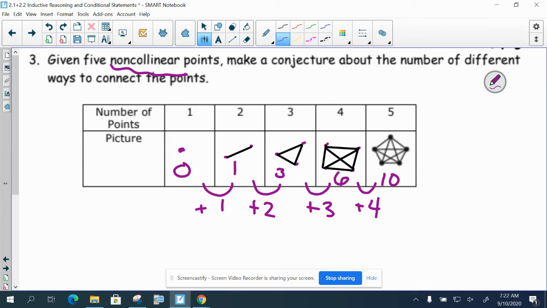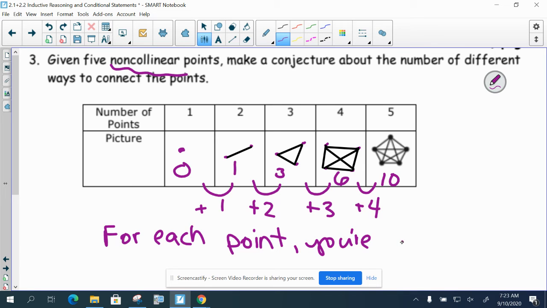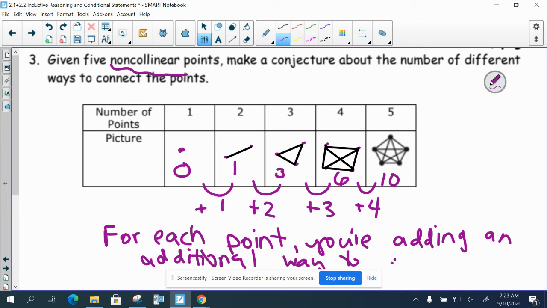So it says the number of different ways to connect the points. So basically, each time you add a point, you're adding an additional way that you can connect the points. So for each point, you're adding an additional way to connect the points.